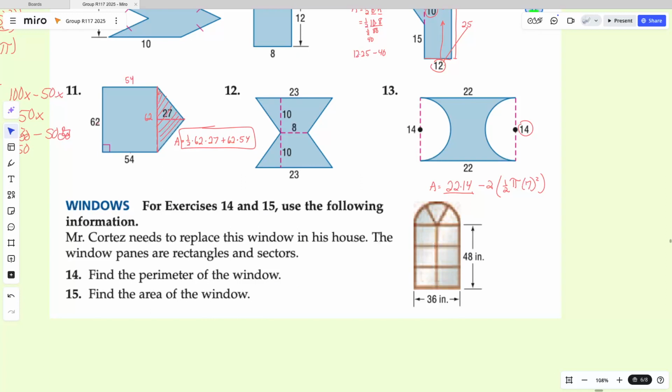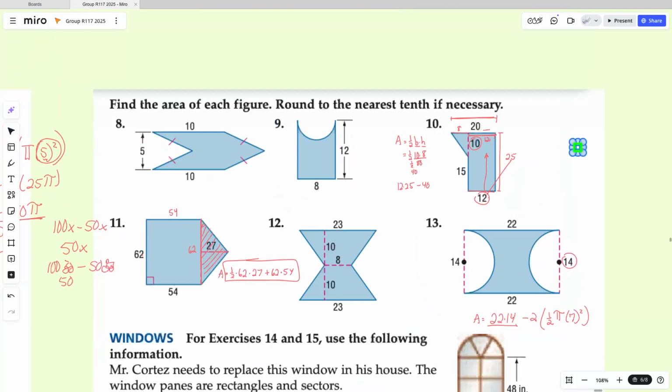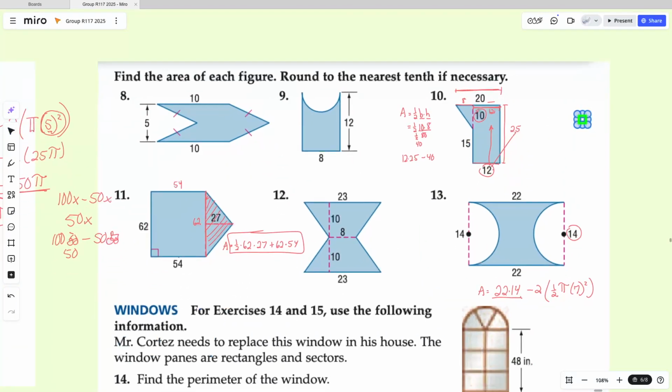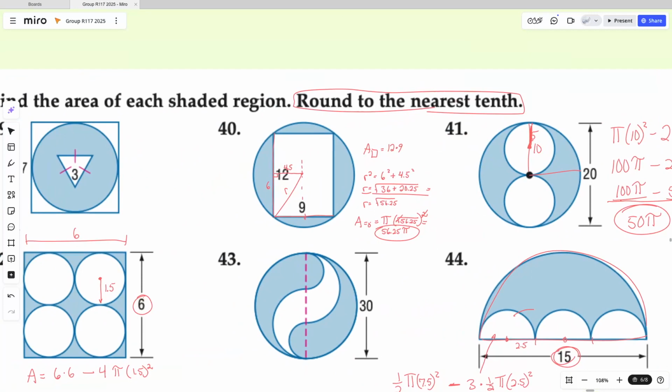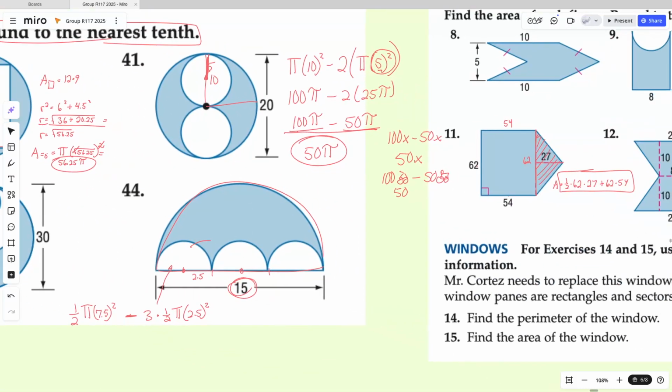Yeah, actually, I just noticed this one says perimeter. Did any of these other... All these were asking just for the area. And I didn't see perimeter. Did we do perimeter on your homework?